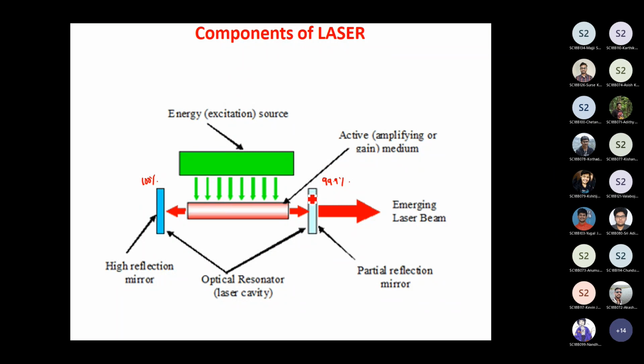Now this mirror is going to have a reflectivity of 99.9%. So let's say you have 1000 photons that are falling on this mirror. Then out of 1000 photons, 999 photons will be sent back in this direction, but one photon would be going out of this laser cavity. And that photon is what you get as the laser beam.